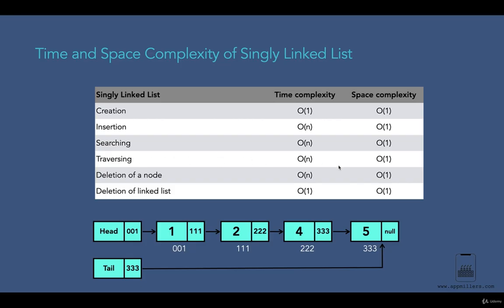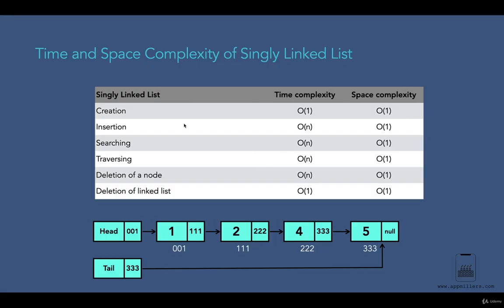Now the next operation is traversing. Now it's obvious that when we are traversing through a single linked list, we have to visit all nodes of single linked list and print out their values to the console. So this means that if the number of elements in single linked list is n, we have to traverse all elements of the single linked list, so the time complexity will be O(n). Now the space complexity in this case is also O(1) because here also additional memory is not required to perform this operation because we are just visiting the nodes and printing out their values to the console.